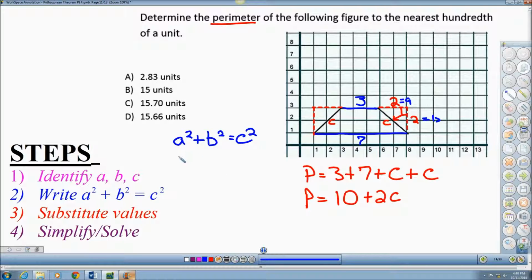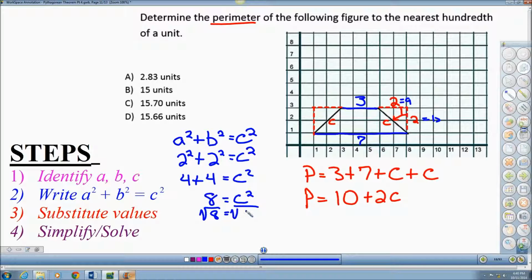So A in this case is 2, so 2 gets squared. B is also 2, so 2 is squared again, equals C squared. 2 squared is 4, plus 2 squared again is 4, equals C squared. I get 8 equals C squared. Once again, I take the positive square root of both sides. And now in my calculator, I type in the square root of 8, and I get 2.828.